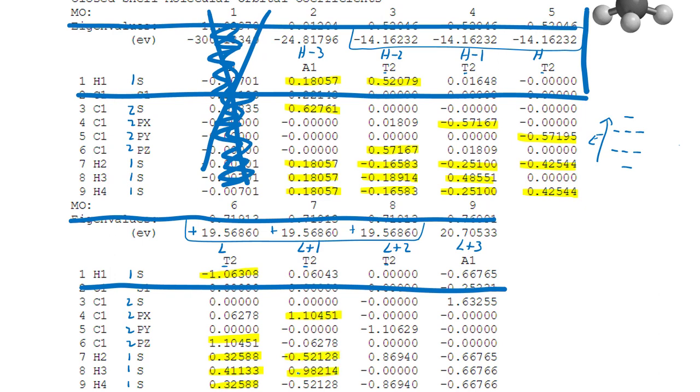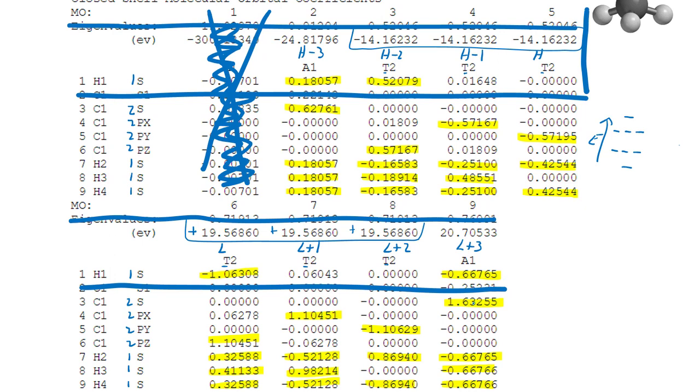0.5, 0.9, sure. 0.5, yeah. 0, no, no. Oh, that one does. That one does. That one does. That one does. That one does. Boom, these guys are back. In fact, check this last one out, right? You've got a 2s orbital on the carbon that's positive and all these hydrogens around it are negative, and it's high energy. I bet you that's anti-bonding sigma, right? Because you're going to have opposite phase and you're going to get a lot of nodes.